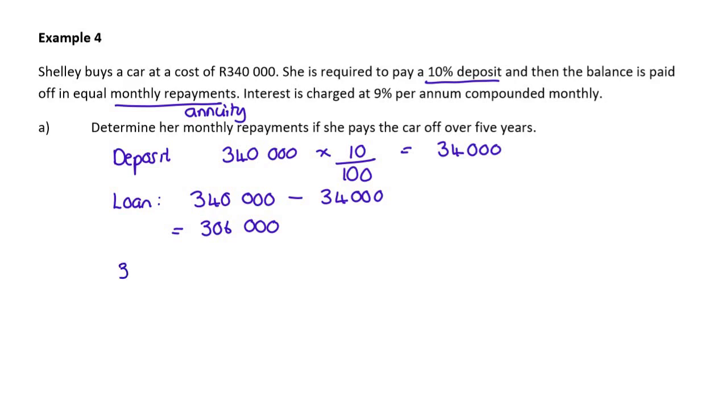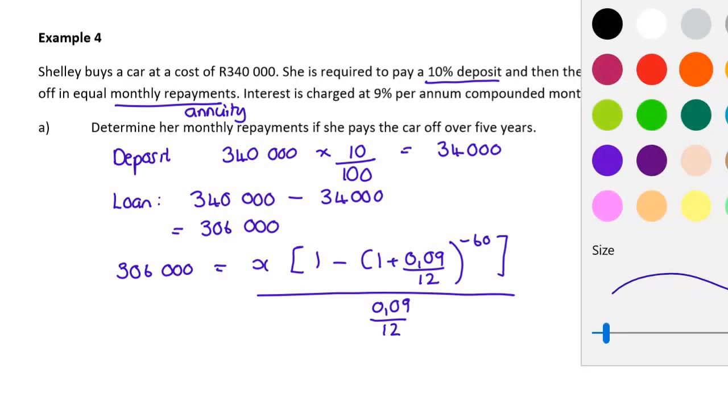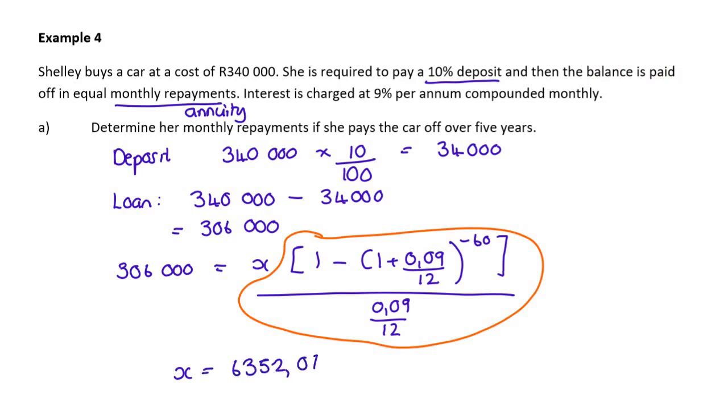So I'm going to go straight to substitution. You don't have to show the formula. X times 1 minus 9%, so it's 0.09 compounded monthly, and you're paying it off over 5 years. So it's negative 60 because it's monthly repayments. So 12 times 5, 9% compounded monthly. Again, I would work this out as the coefficient of X and then just divide by it on both sides. And I get a monthly repayment of 6,352 Rand and 6 cents.